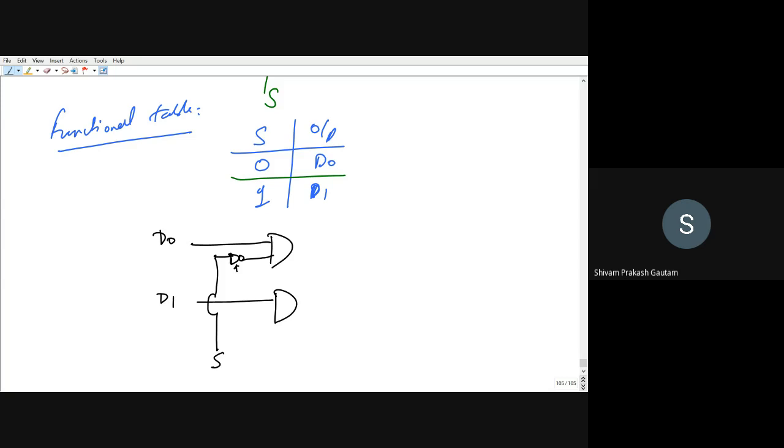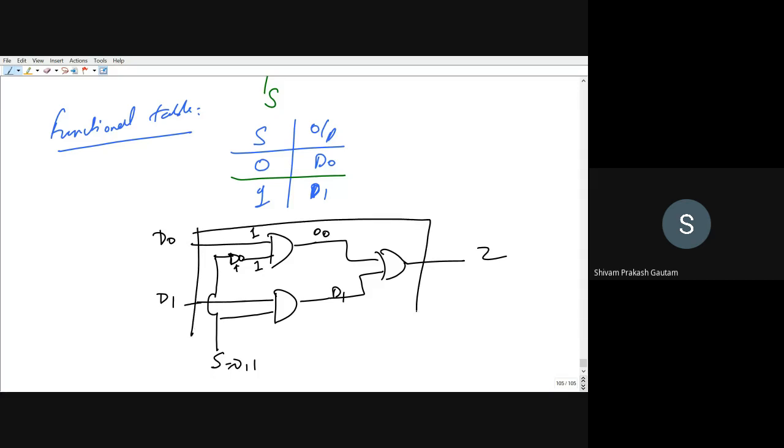So if S is equal to 0, here we will be having 1, and D0 will flow to the output, right? When S is equal to 1, D1 will flow to the output. So you can see, and now I can use an OR gate, and this is Z. So this whole thing is inside our 2x1 mux.